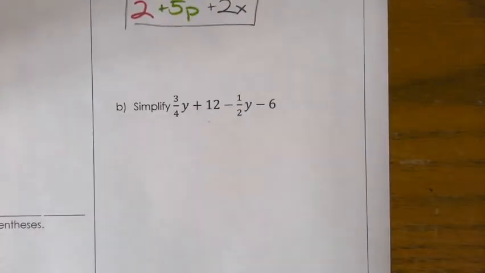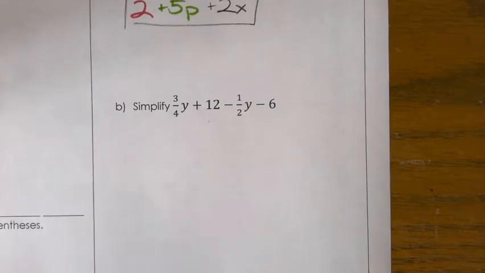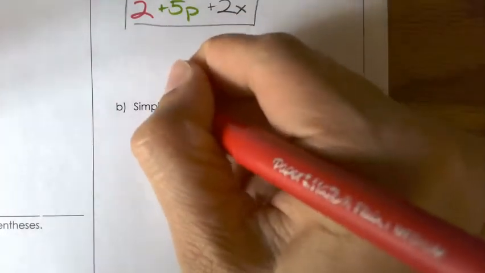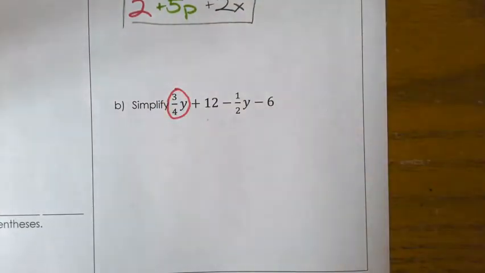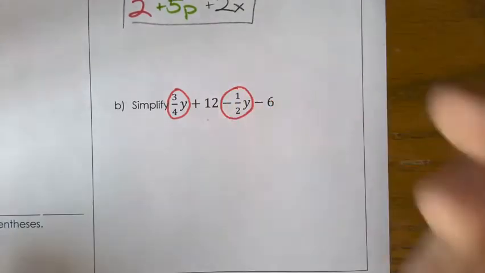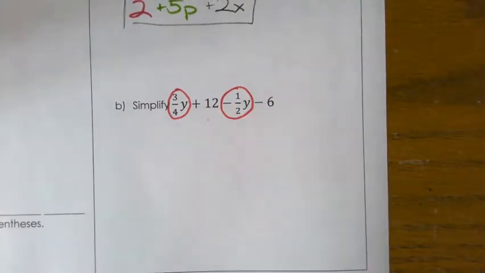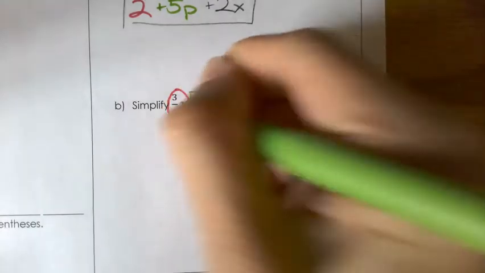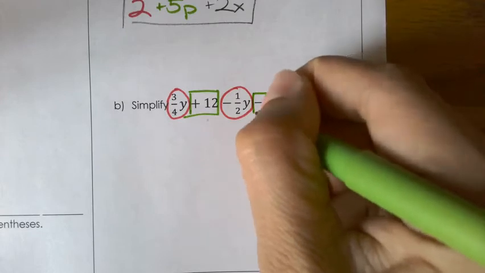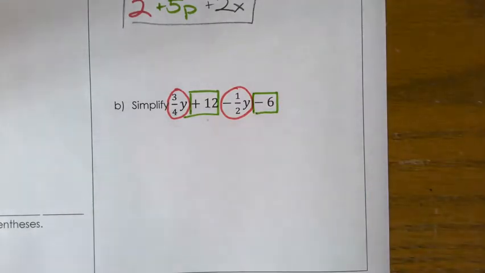So this one, let's start off by saying, is there anything with the distributive property? No parentheses. So nope, no distributive property here. Let's go ahead and start identifying, organizing our like terms. So we have 3/4 y. Anything else with a y? Oh, yep, right here we have a -1/2 y. And then we also have a +12. Anything else that's just a lonely number? Yep, -6. And let's go ahead and organize that.